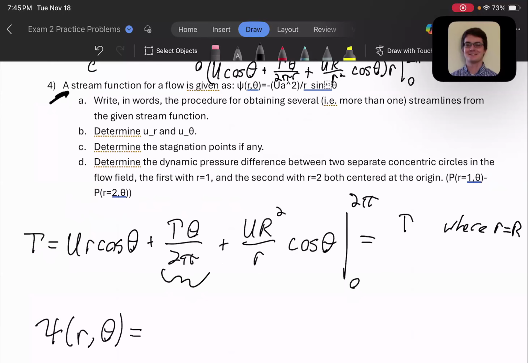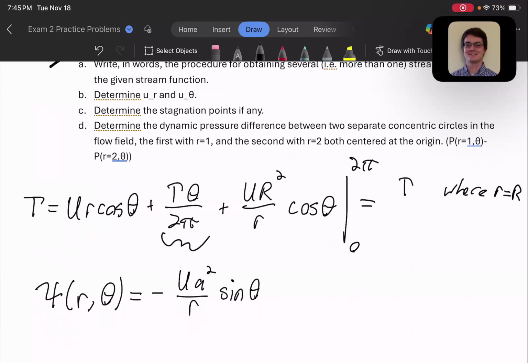So our psi equals negative u a squared over r multiplied by sine theta. Okay. Does anybody know what this is? What this stream function is? It's negative u times a squared over r times sine theta. Yeah. But do you know what fundamental element it is? Element of our elementary flows.